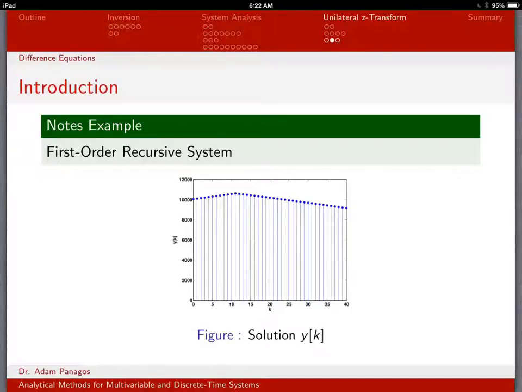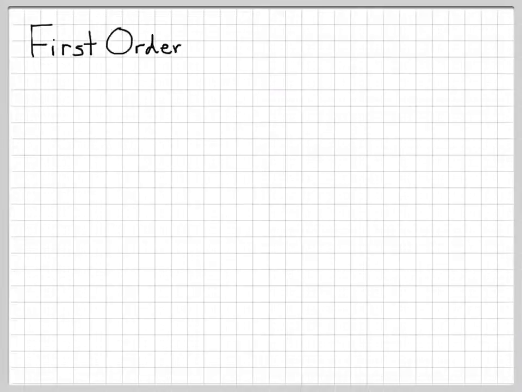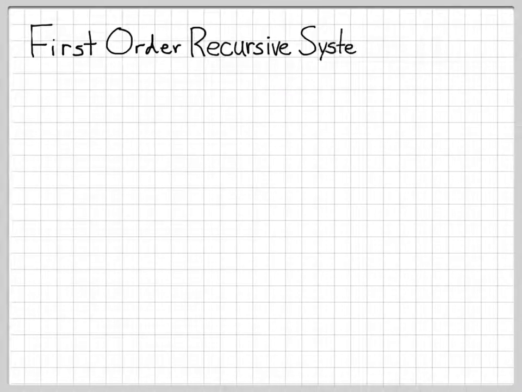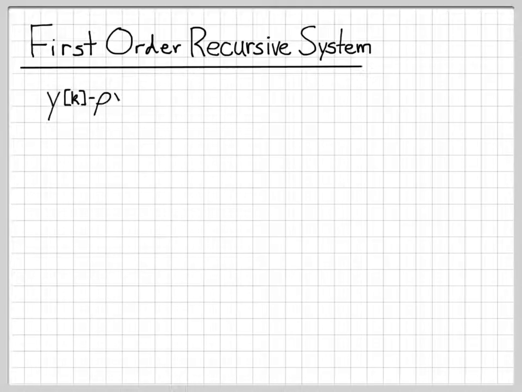So let's go ahead and look at how we can use the unilateral z transform to solve a difference equation. We're going to examine specifically what we call a first-order recursive system. And we'll see why we call that problem this title here in just a second.